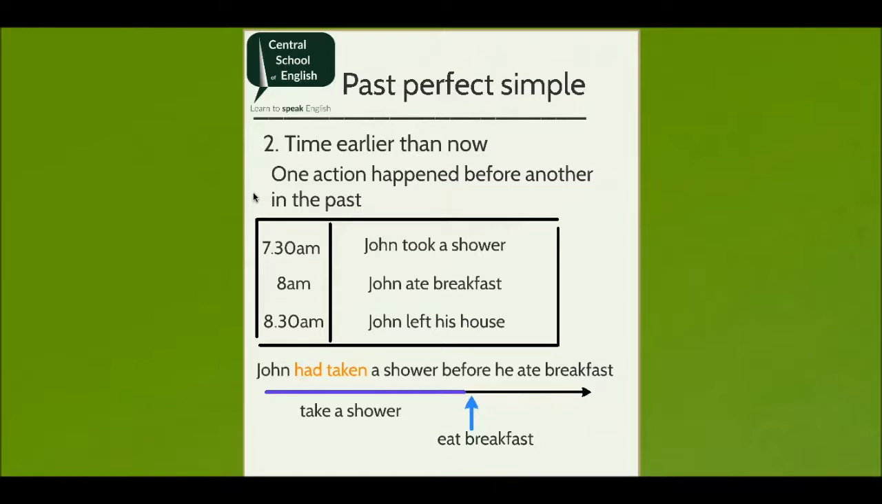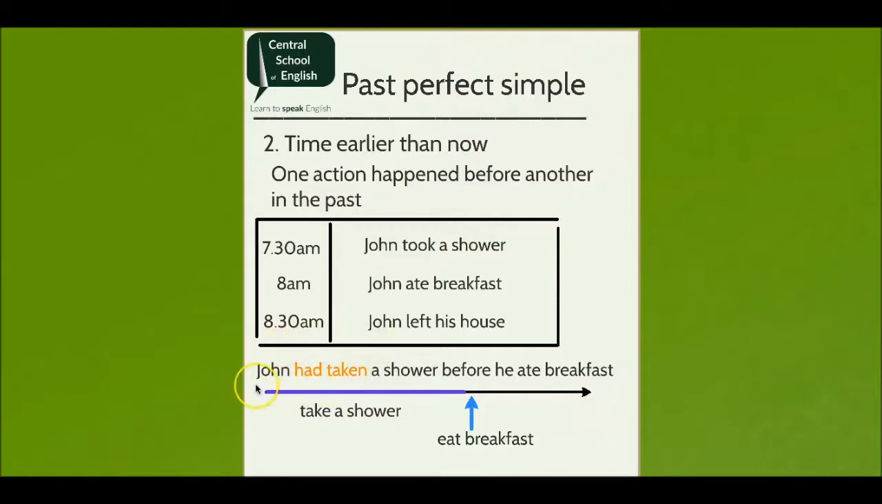For example, if we look at John's timetable for this morning, John took a shower at 7:30 a.m. Next, John ate breakfast at 8 a.m. After that, John left his house at 8:30 a.m. If we look at John's timetable, we can say that John had taken a shower before he ate breakfast this morning.